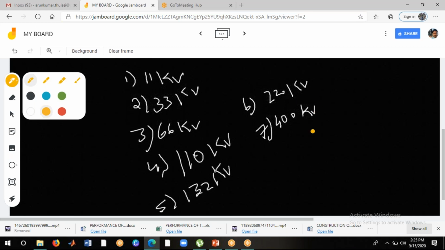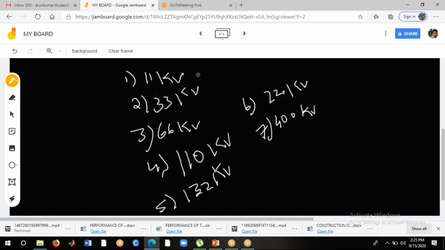So in short transmission line, the voltage level is only 11 kV. Why? What is the rating? What is the voltage level rating? That is the maximum voltage level rating in the short transmission line. So I'm asking, what is the voltage level in the short transmission line? That is 11 kV. What is the maximum allowable voltage level in the short transmission line?